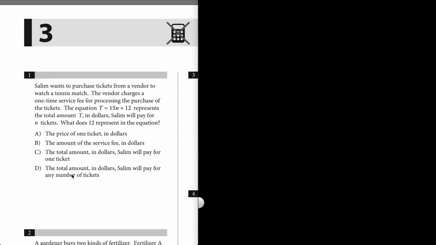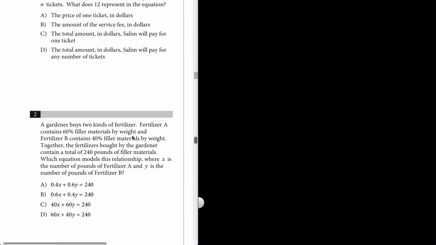D, the total amount in dollars Salem will pay for any number of tickets. Yeah, that doesn't make sense, right? Because the amount of money he or she pays increases, so it can't be a constant amount. So B is the only one that makes sense. So the answer is B. All right, let's go to number 2.